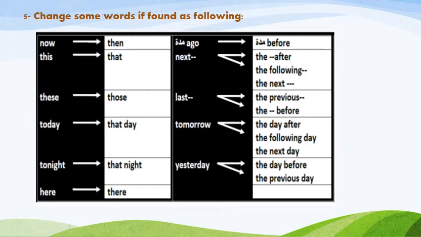Number 5, we have to change some words if we find these words in the sentence. Look, the word "now" should be "then," "this" should be "that," "these" should be "those," "today" should be "that day," and so on. You have to change these words in sentences in order to have a meaningful and correct sentence when you change from direct into indirect.